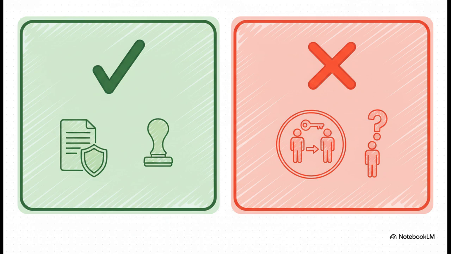But look over on the right. A MAC does not give you something called nonrepudiation. See, because both the sender and the receiver have the exact same key, the sender could always turn around and say, "Hey, I didn't send that. The receiver must have made it themselves." You can't prove who sent it to a third party, like a judge.